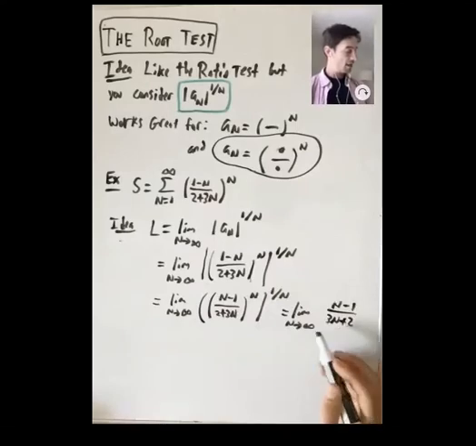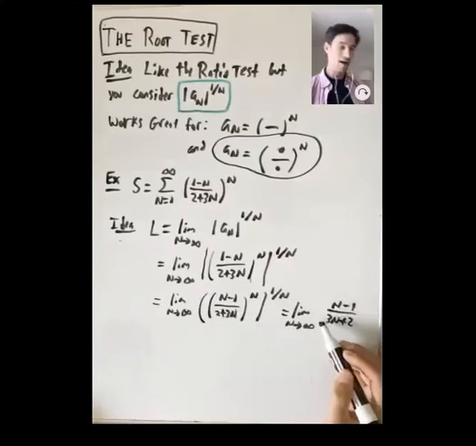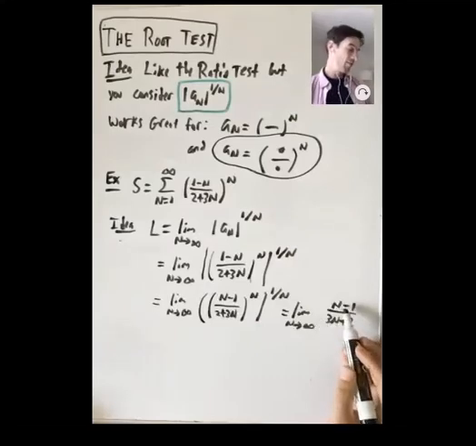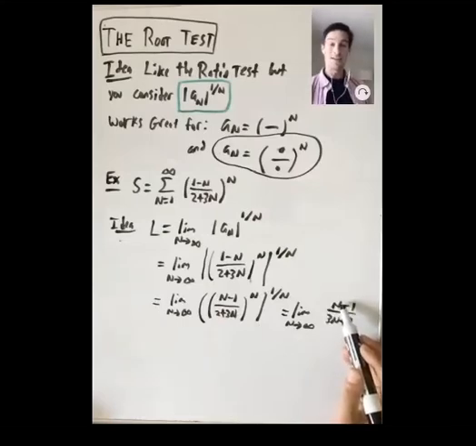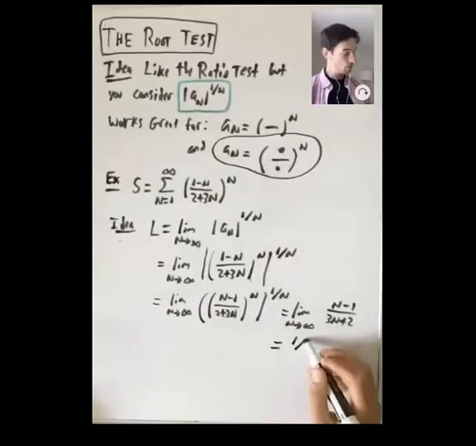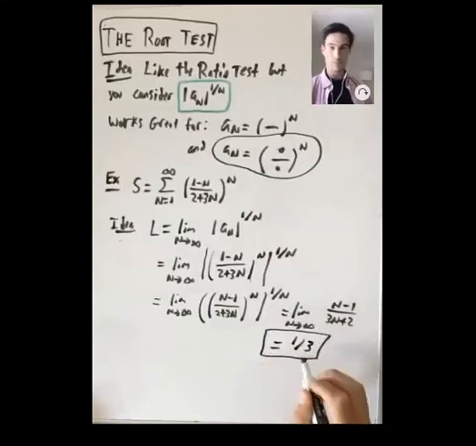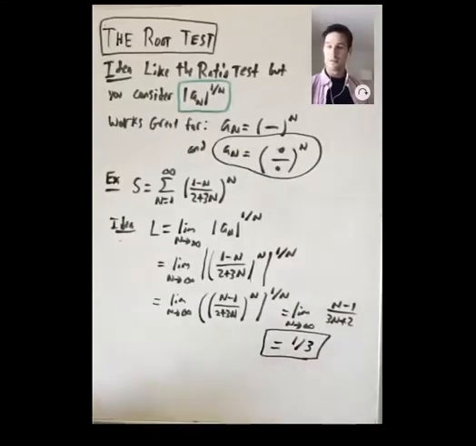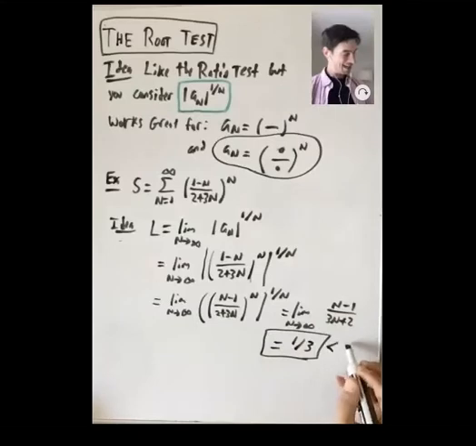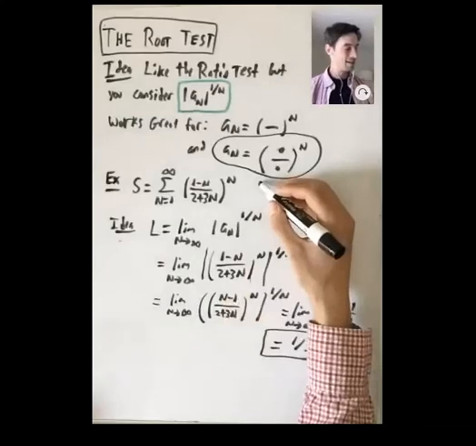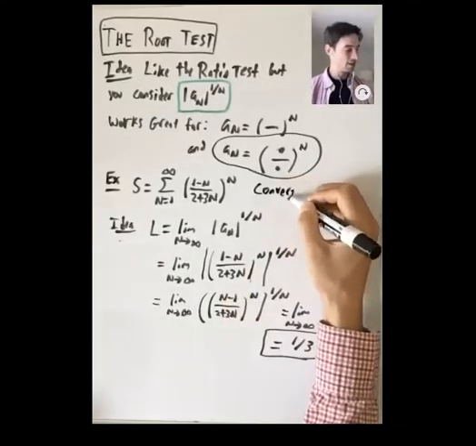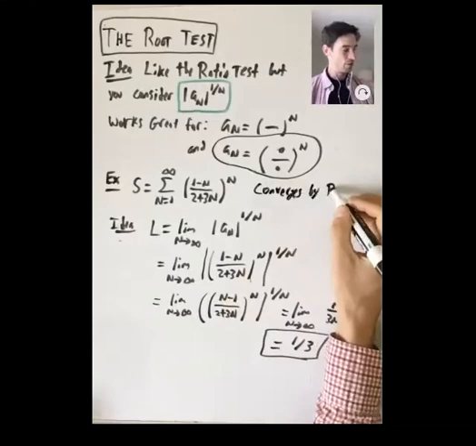And what is this limit? We could factor out the highest power of n from the numerator. We get n, and from the denominator, we get n. And n over n cancels. We'll get something that goes to 1 as n goes to infinity divided by something that goes to 3 as n goes to infinity. This limit is 1/3. All right, well, what does that tell us? Just to get ahead of ourselves, because 1/3 is less than 1, that's going to say that S converges by the root test.